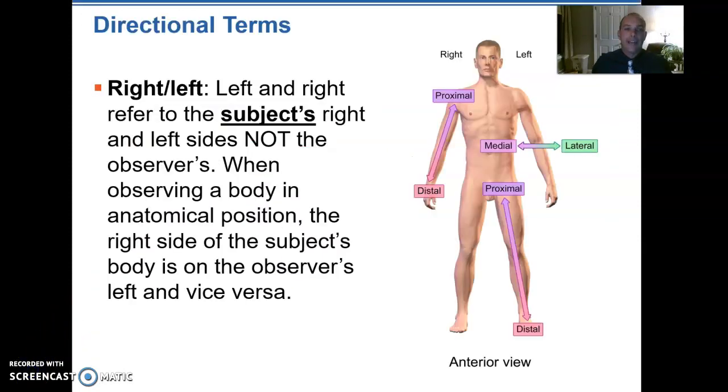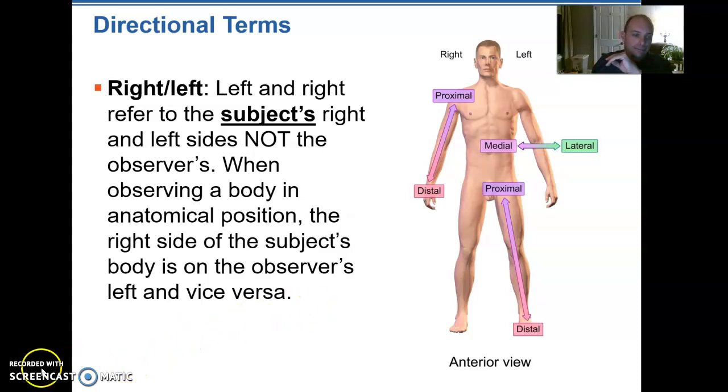And again, for directional terms, right and left refer to the subject or the patient. Okay, you're the medical physician, you're looking at the patient. It is their right and their left. It is not your own. You have to remember that. That gets people messed up all the time, because when we do dissections, I'm going to tell you to make a cut on the subject's distal phalange, and you're going to be like, which side?